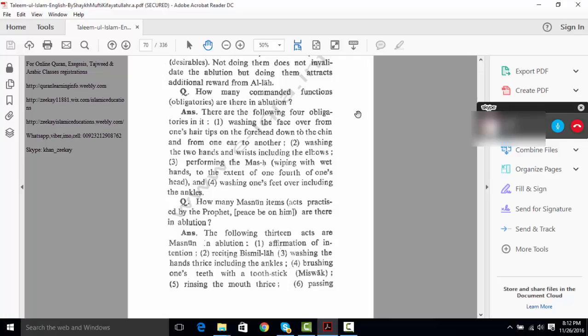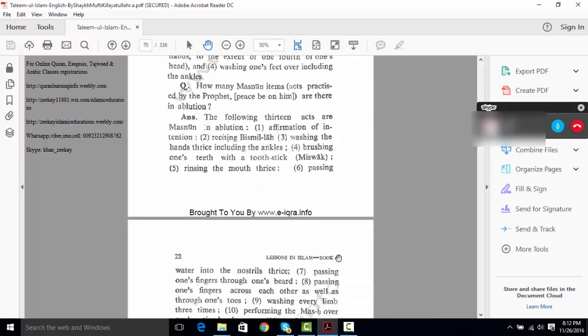You have to do the commanded function. If you leave any commanded function, your action will not be valid. Understand? But if you leave any masnoon or desirable item, your act, your ablution, or any other act will be considered valid, but its sawab will be decreased. Understand? You should learn this difference also, right?